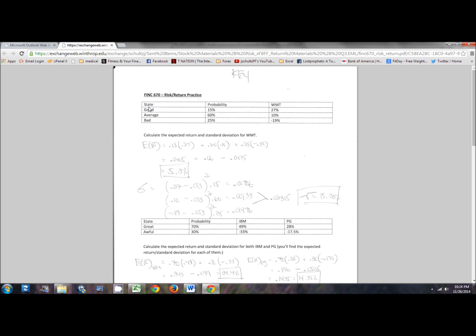Alright, so what we're going to do is walk through how to crank out the expected return and the standard deviation using the tools and the skills that you learned in the risk and return video lecture discussion that I've already posted.